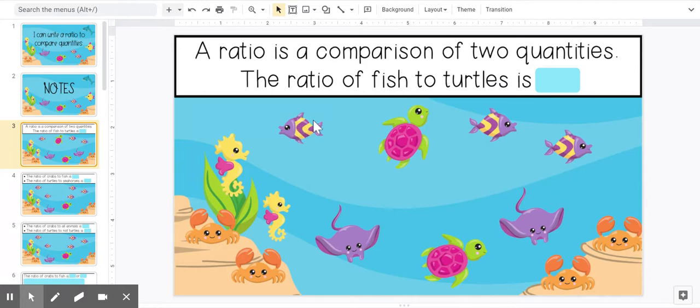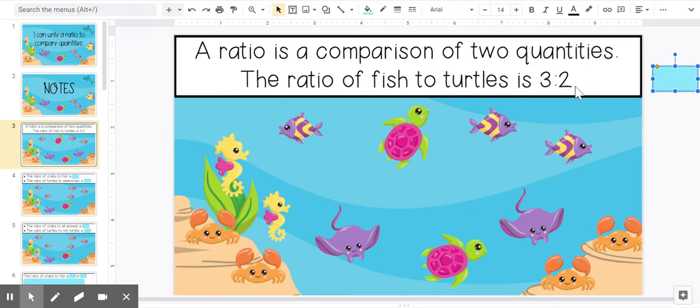So for fish, we have 1, 2, 3. And turtles, there's 1, 2. So we're going to write our ratio as 3 to 2. There's 3 fish compared to 2 turtles.